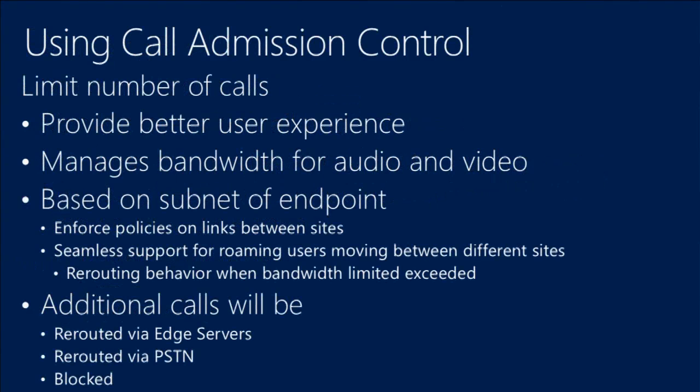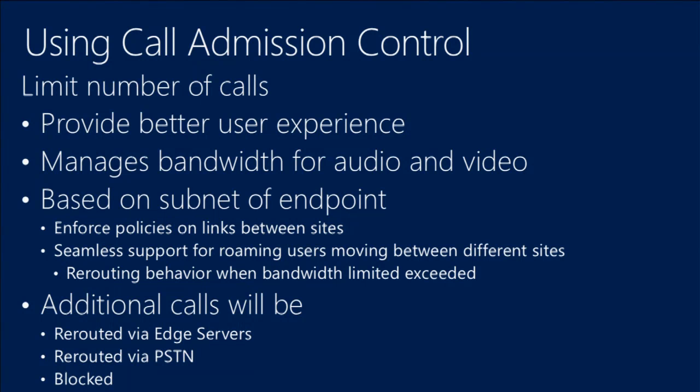Using call admission control. So call admission control is a feature that will allow you to configure to let Link know what your network looks like. So what links do you have between specific sites? What are the sites? What are the subnets? And then you can apply policies and say, on a specific network link, I want to allow only 10 calls at the same time. The benefit is that this will protect your environment from oversubscription. It's based on the subnet of the endpoint, so this is location dependent.